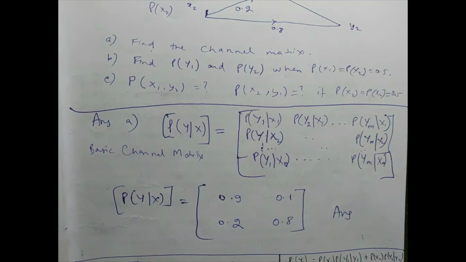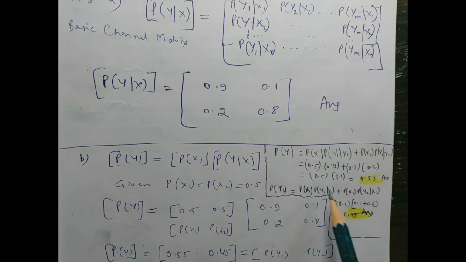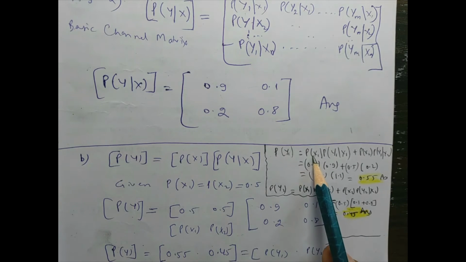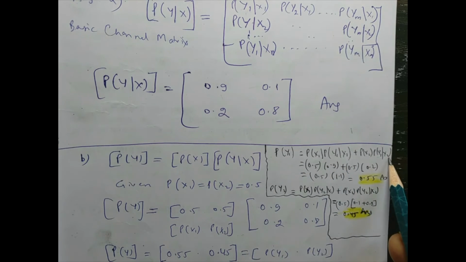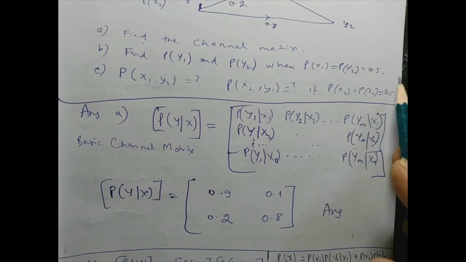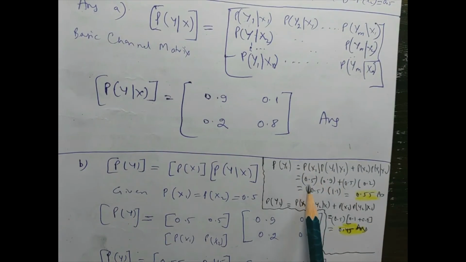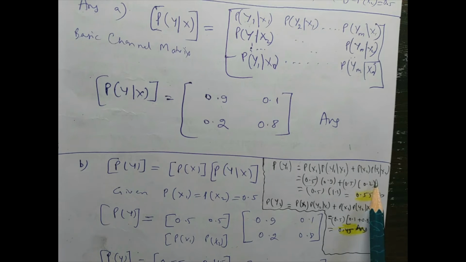Then y1. How do you find y1? If you are good with probability, you know the probability of y1 is simply the probability of x1 into the probability of y1 given x1, plus y1 happening due to x2. So you sum this up and fill in the given values. P(x1) is given as 0.5, put here; y1 given x1 is this, put here; x2 is also given 0.5, put here; y1 due to x2 is here, put it here, and you get the answer.